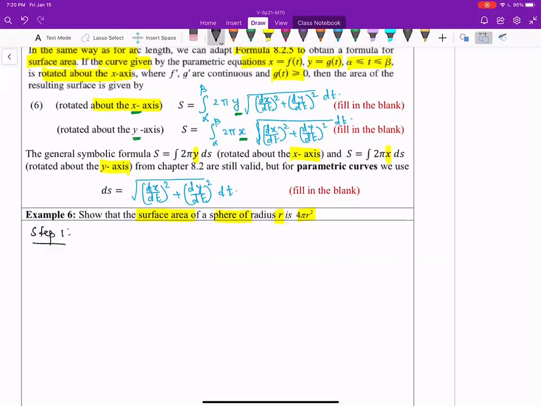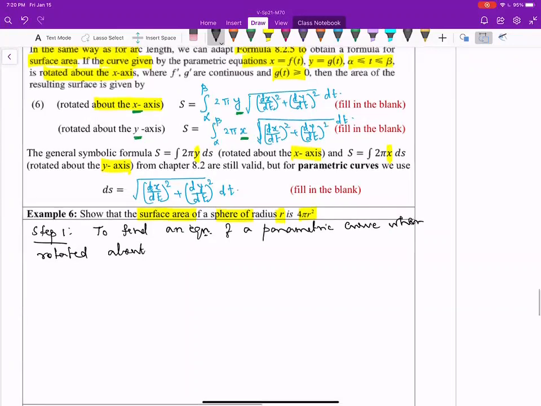So step one is to find an equation of a parametric curve which, when rotated about the x-axis or the y-axis, we get a sphere.